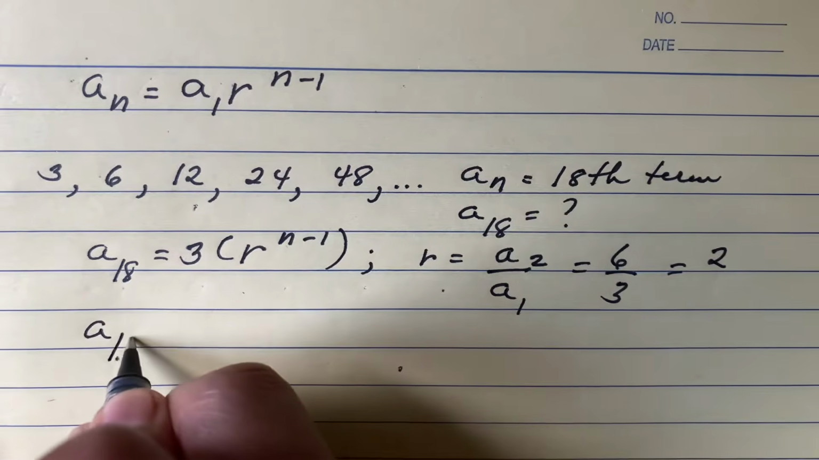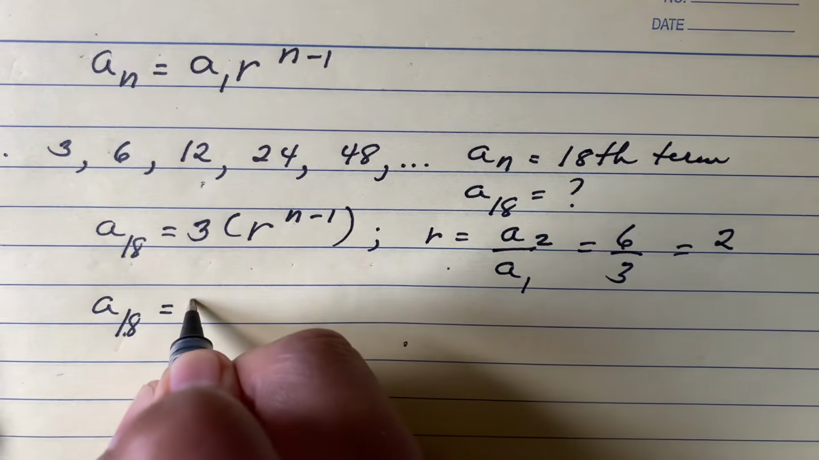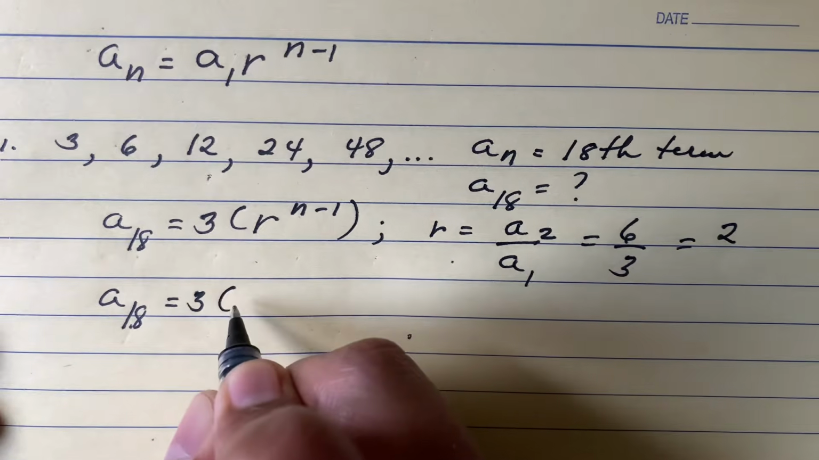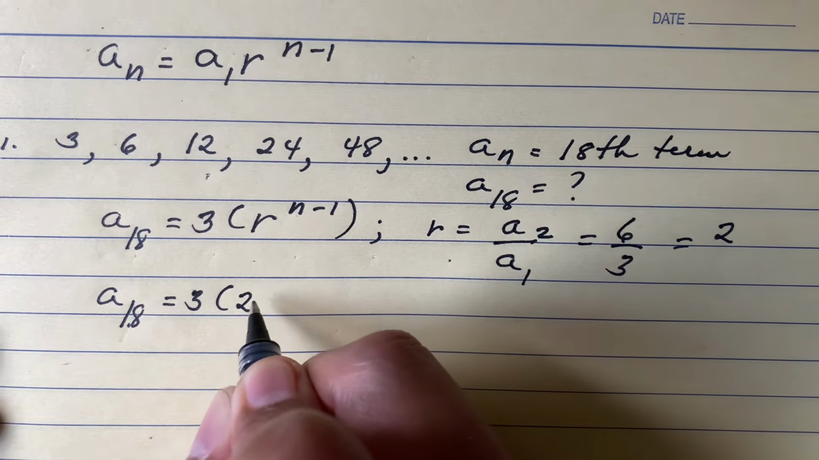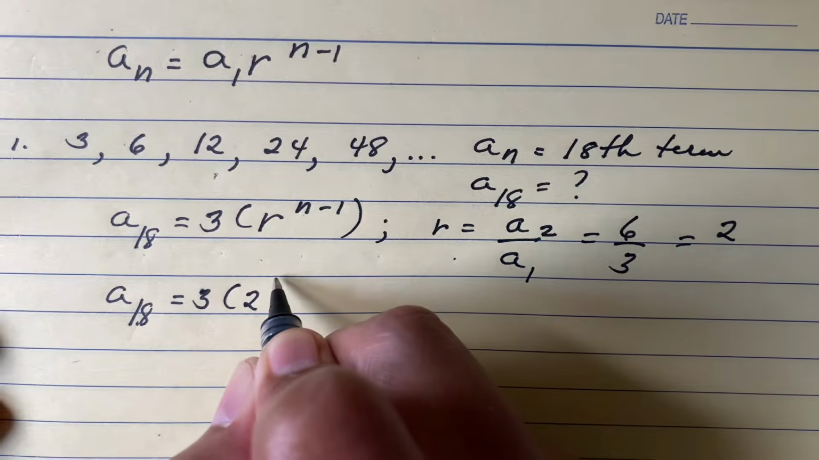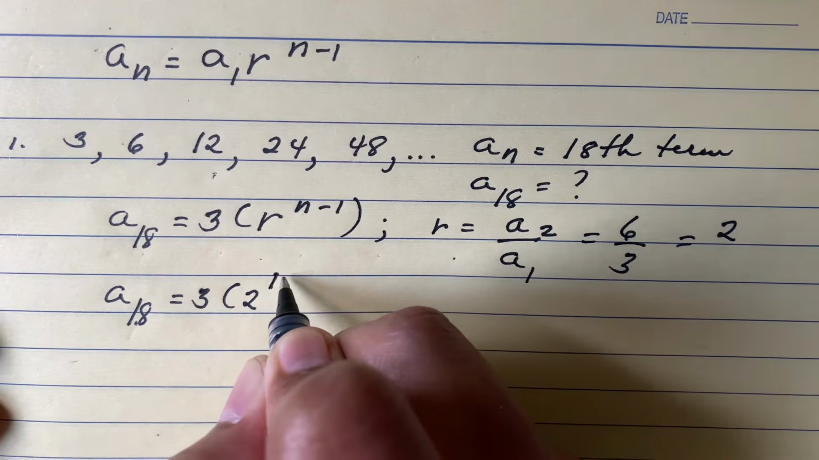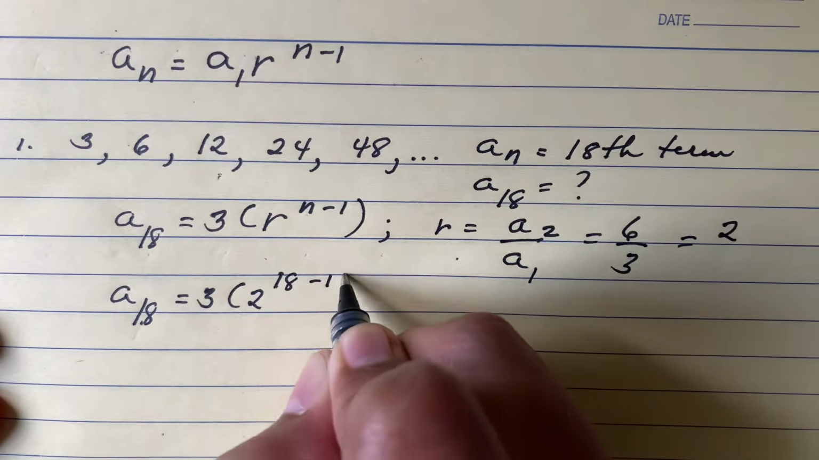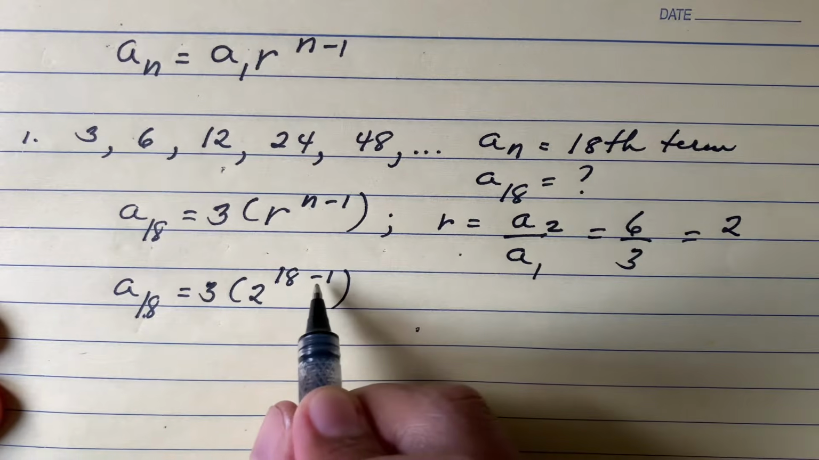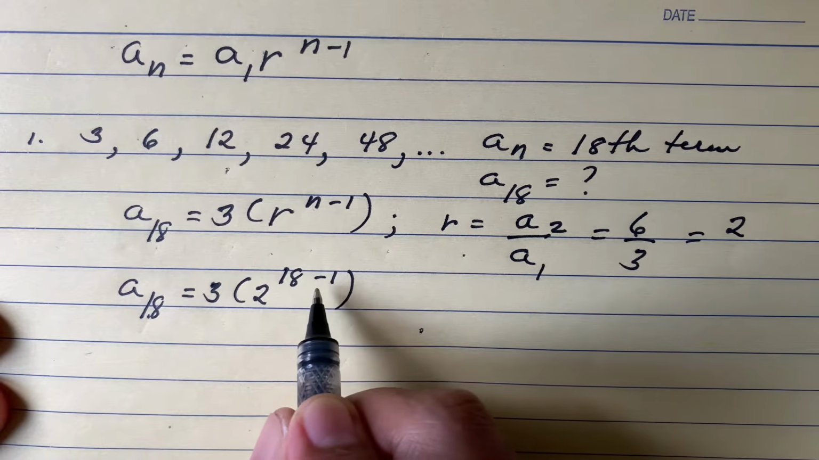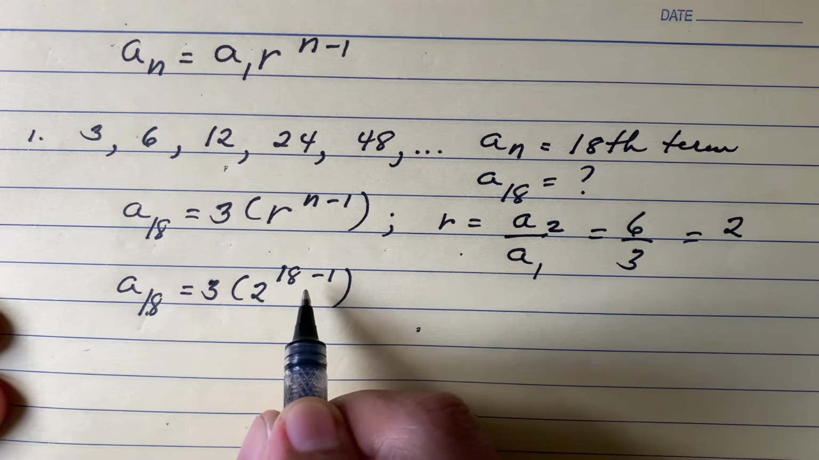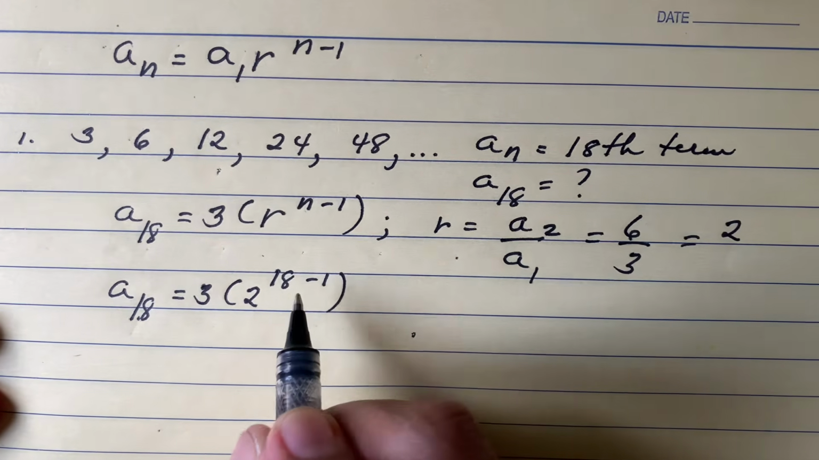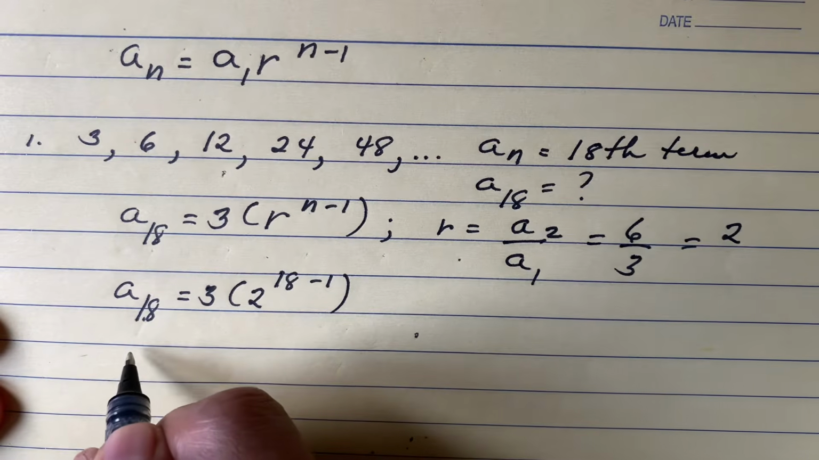So now, we have a sub 18 is equal to 3, your first term, multiplied by 2, this is your common ratio, raised to n, which is 18 minus 1. The minus 1 used in your exponent here is definite. You cannot change that. So now let us simplify further.